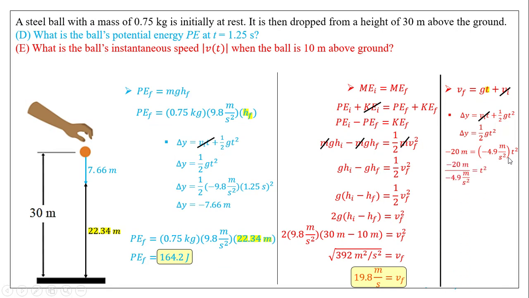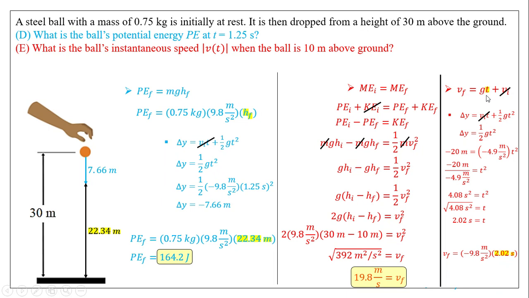I need to get t squared by itself, so dividing both sides by negative 4.9. If you do negative 20 divided by negative 4.9, you get about 4.08. But that's t squared. And then you've got to square root it to get t by itself. So the square root of 4.08 is about 2.02. And then once you know t, it's super easy. Plug it back in there, right?